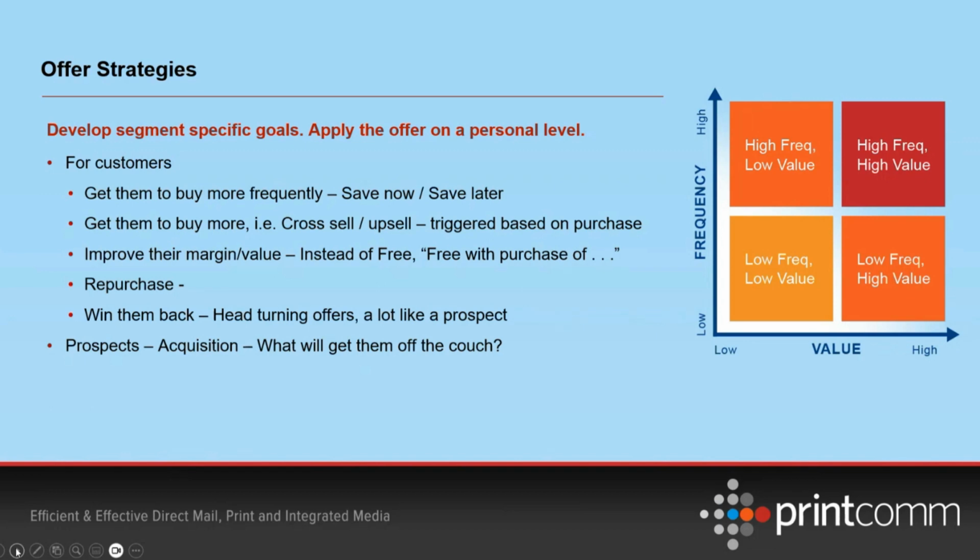And so looking at the quadrants, the lower left is low frequency, low value. Above it, high frequency, low value. Upper right-hand corner, high frequency, high value. Lower right-hand corner, low frequency, high value. So those people down in the lower left-hand corner, you probably don't want to do a lot of direct mail to those people.